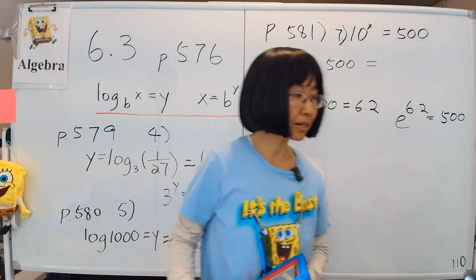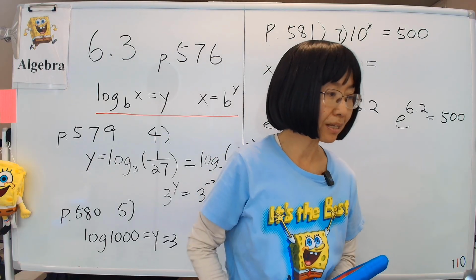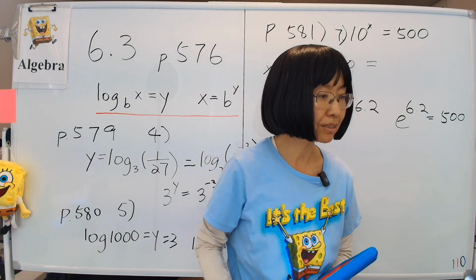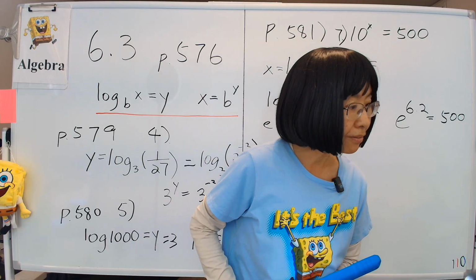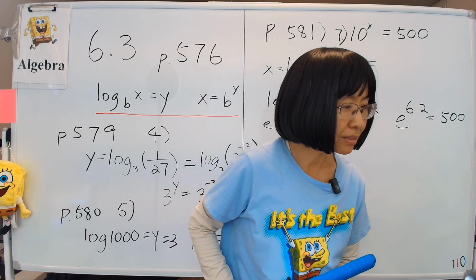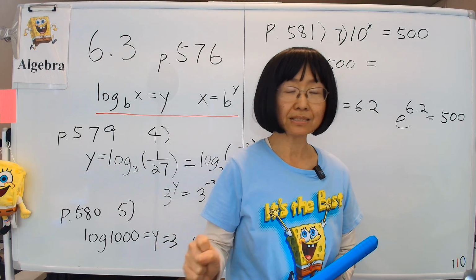So for homework, on page 571, please do problems 7, 11, 15, 19, 23, 25, 27, 31, 35, 37, 39, 41, 43, 45, 47, 49, 51, 53, 55, 57, 61, and 63.